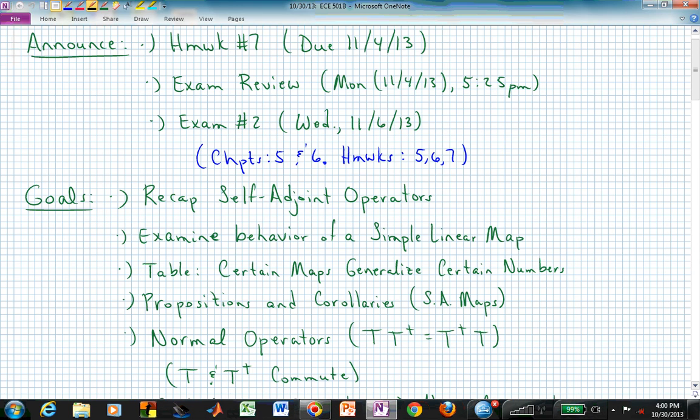Homework number 7 is due Monday. The exam is a week from today, and we will have a review session. I did hear back that it will be in this room after class on Monday.